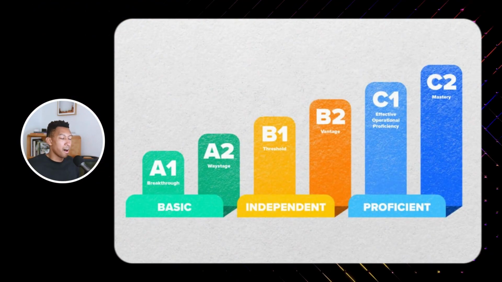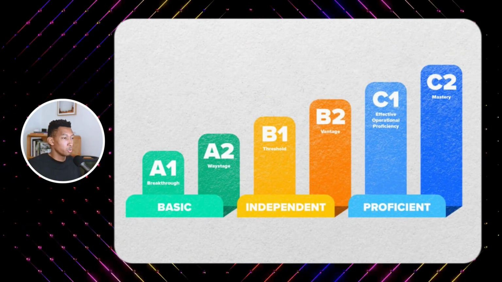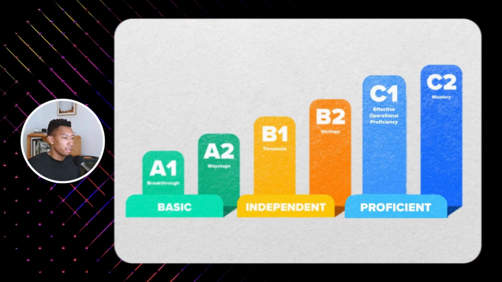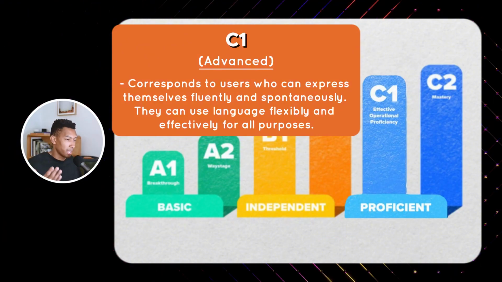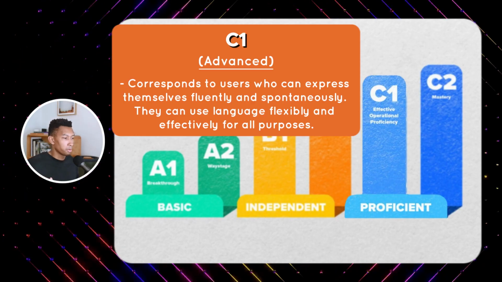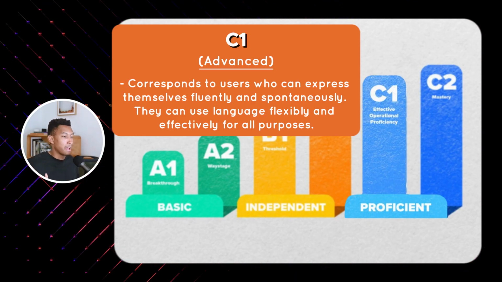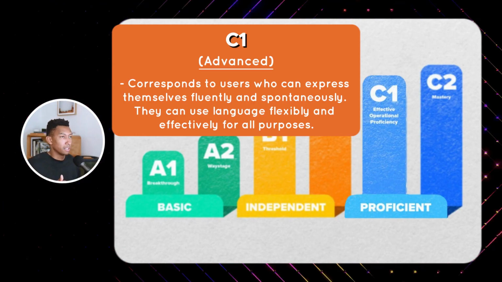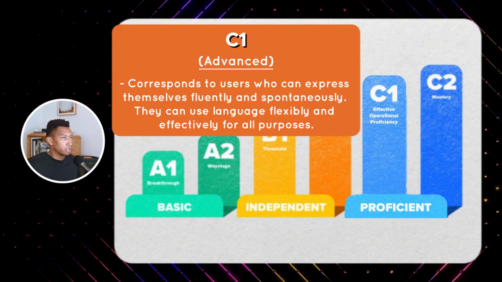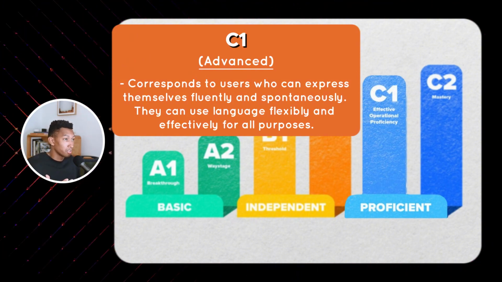And then the other three levels, which we won't get into in this video, would be the C1 level, which is advanced levels of English, which means you can communicate about pretty much anything easily and fluently. The native speaking level, which are native English speakers who learned the language by heart when they were born.